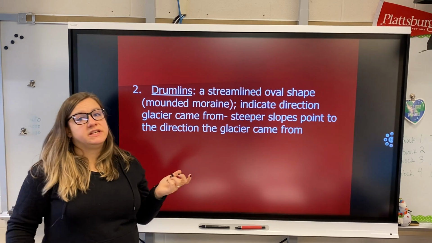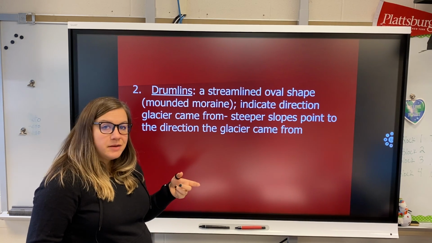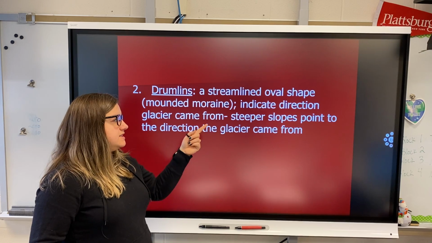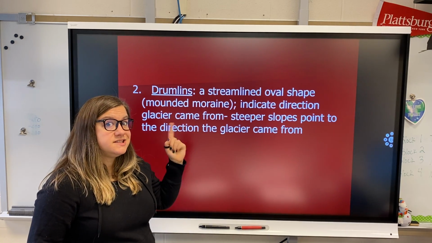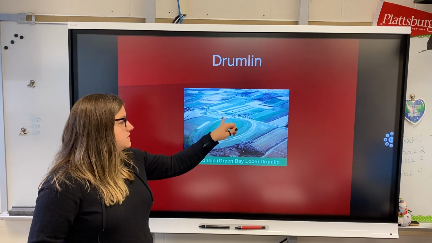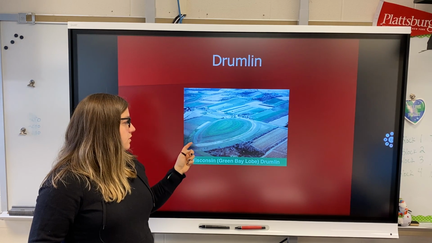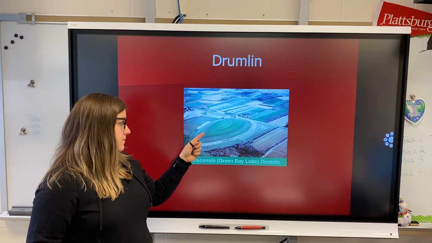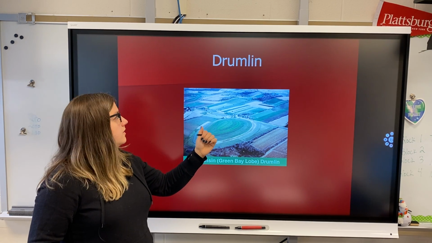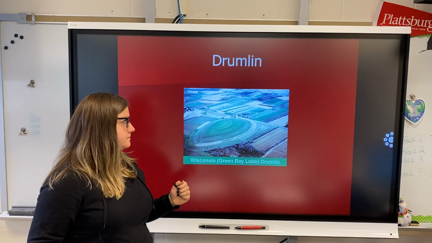Now, another feature with glaciers is drumlins. Drumlins look like oval-shaped teardrops, basically, and they indicate the direction the glacier came from. The steep side of the slope points to the direction that the glacier came from. So the steeper slope in this one is actually up over in this area. The gradual slope, the teardrop piece, the point piece of it, is over here. That's where the glacier had gone this way. So that's the direction that the glacier had come from.